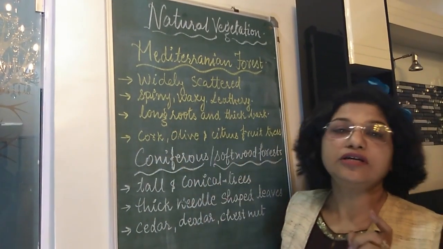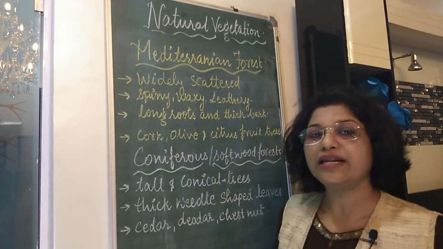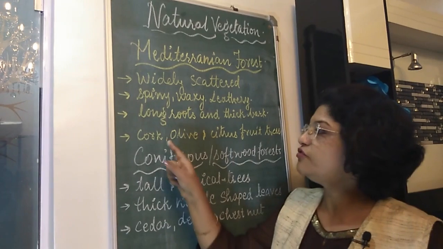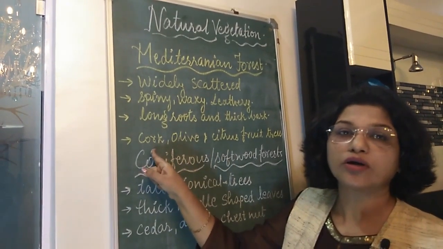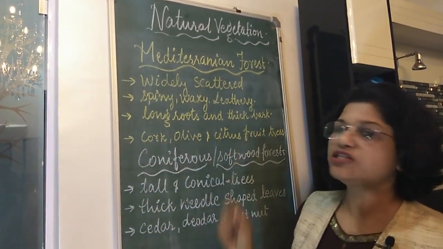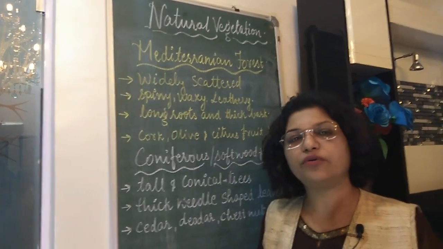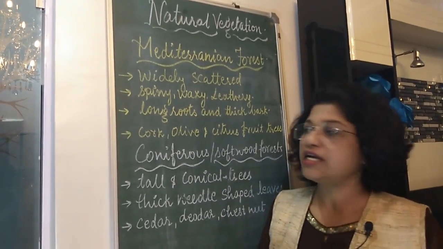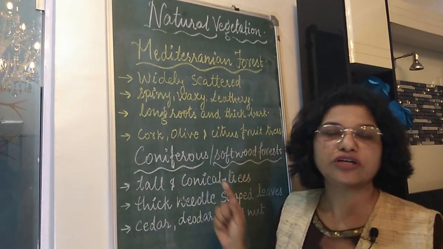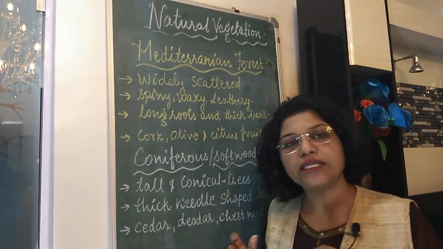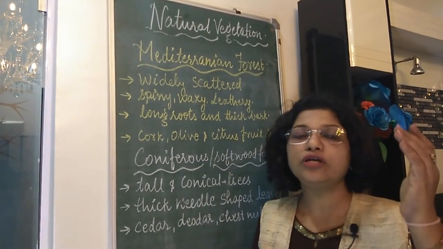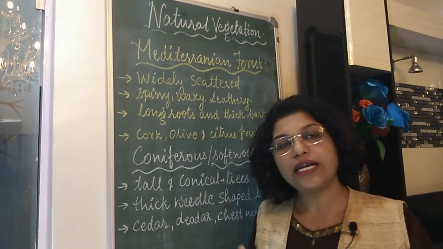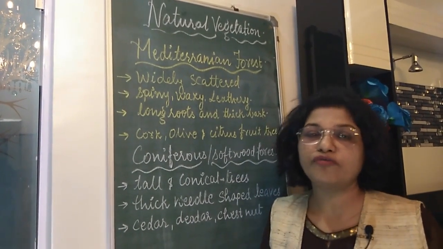Then the roots of the trees are very long and they have a thick bark, and the trees which are found here are cork, olive and citrus fruit trees, etc. Now, we come to the coniferous forest. Coniferous forests are found in areas of high altitude where the temperature is low, and here the rainfall is usually in the form of snowfall.